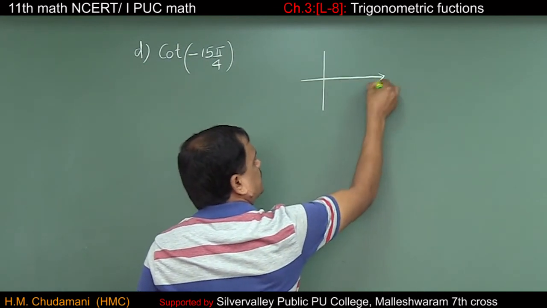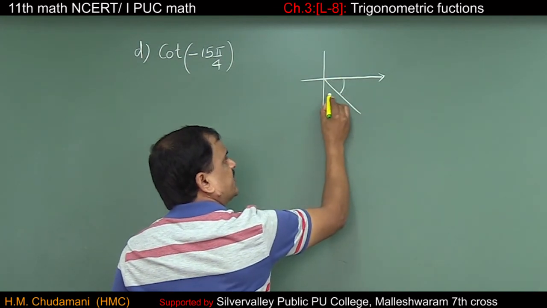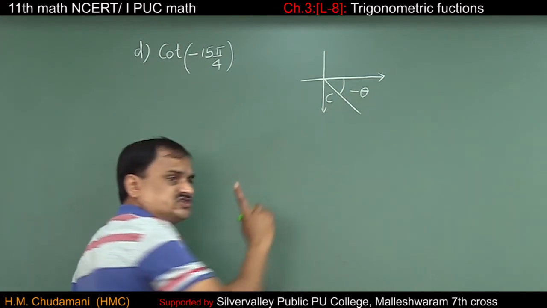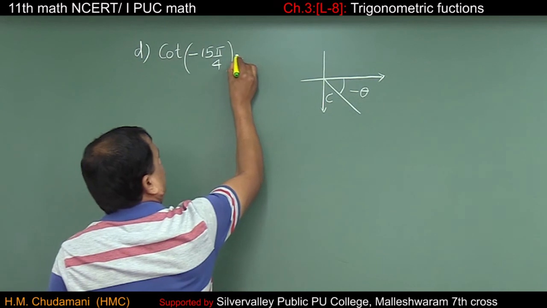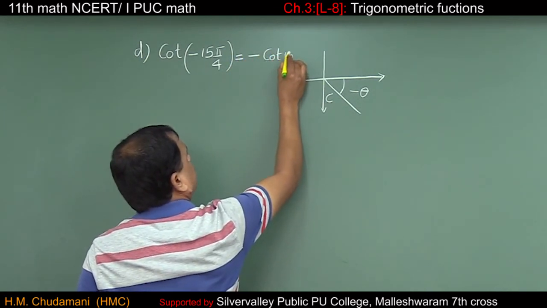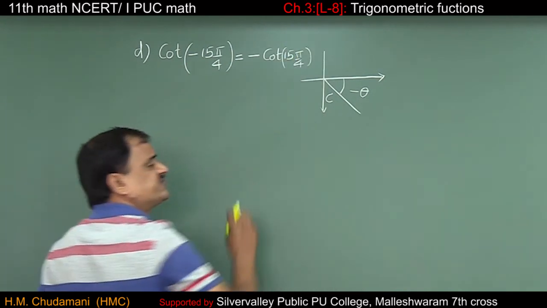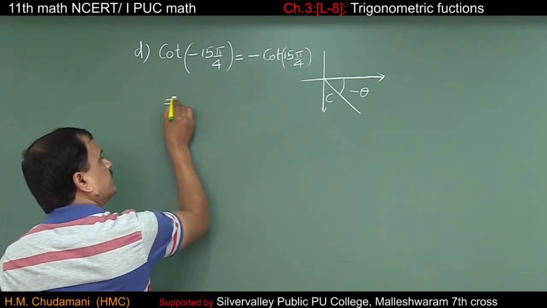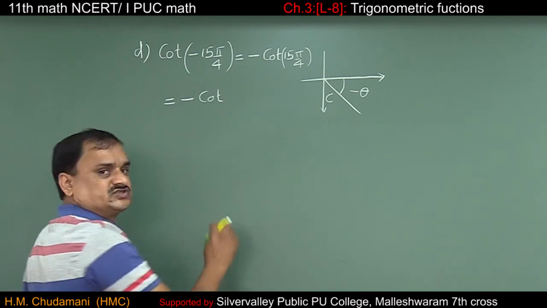Minus theta lies in the fourth quadrant. In the fourth quadrant, as per the ASTC rule, cos and its reciprocal secant are positive, whereas cot should be negative. So minus cot 15 pi by 4. Cot of minus theta is minus cot theta.